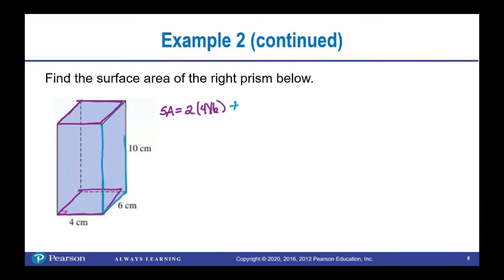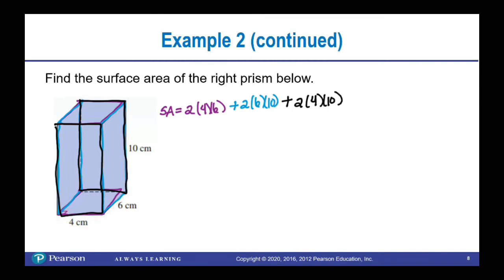Now, let's think about the sides, the left and the right side. I've drawn around these in blue. These are also rectangles, and there are 2 of them. We multiply the length of 6 times the width of 10. And then last, I need to get the front and the back of the box. I'll draw around these in black. There are 2 faces here. They each have a width of 4 and a length of 10.